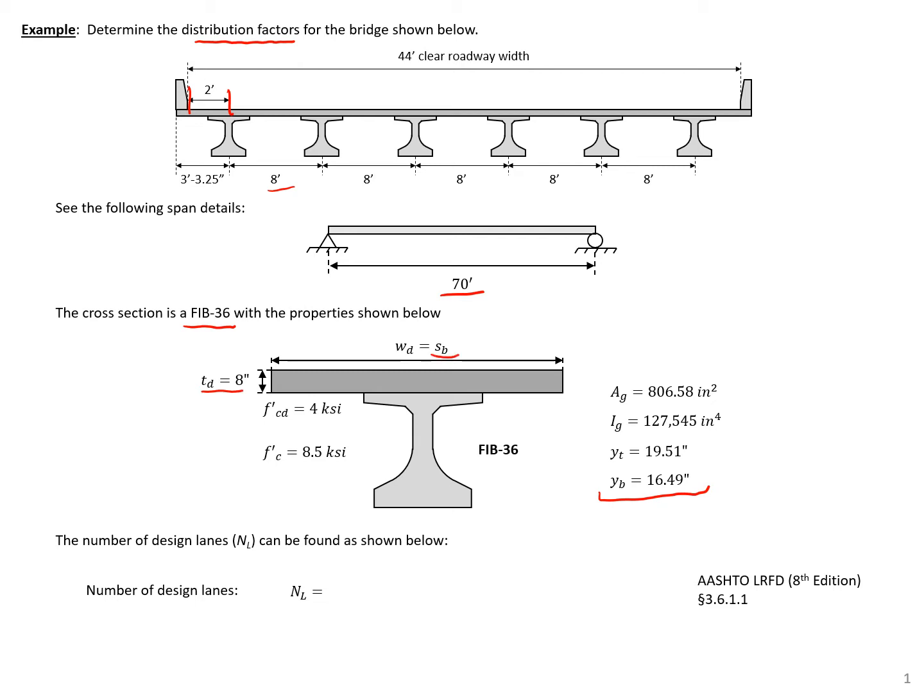feet. So the first thing that we'll do is we can calculate the number of design lanes according to AASHTO LRFD equation here. So we have a 44-foot clear roadway width divided by 12 feet per lane, which will give us 3.67 lanes. And we're going to round down, so we're going to say we have 3 lanes.